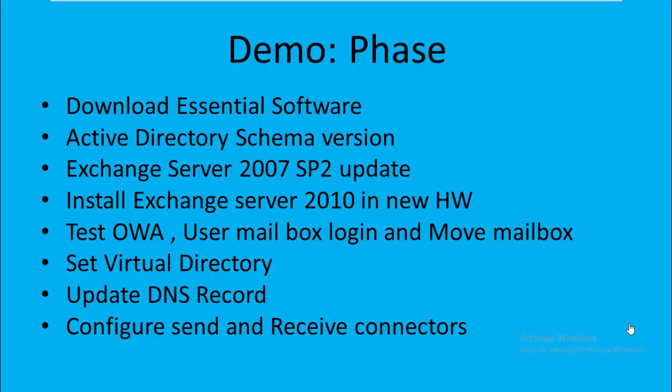Next is how to configure send and receive connectors. Here you are relaying to your edge device or receive devices. It may be an IronPort or a smart host, something like that. So you need to allow the IP address of the edge transport device, like IronPort or smart host or whatever, in your receive and send connectors.